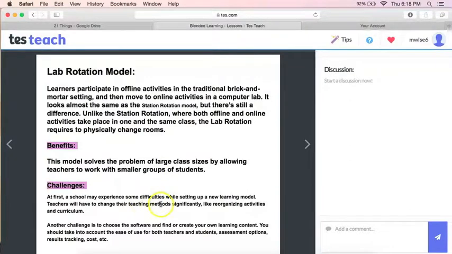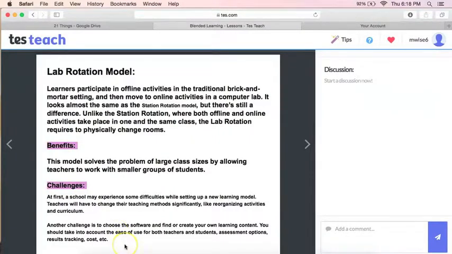So this is more so if we're trying to implement this model in, I would say, a higher level, high school, middle school. Maybe middle school would be a little bit easier, but high school there would be some extreme changes for teachers and administration and how the whole school is set up.